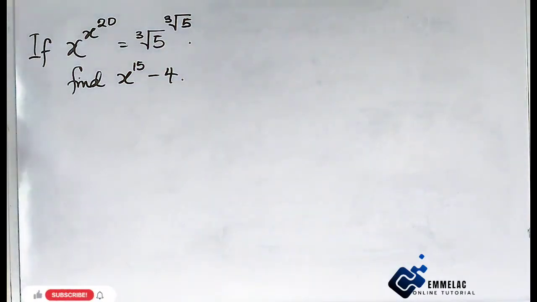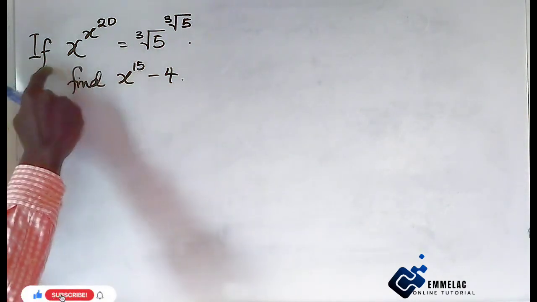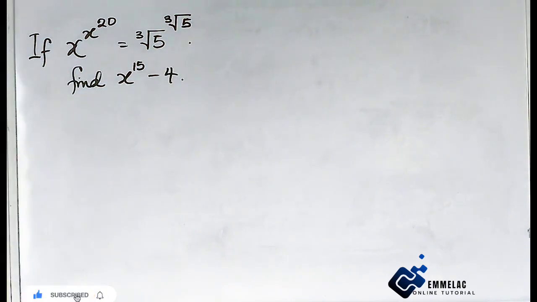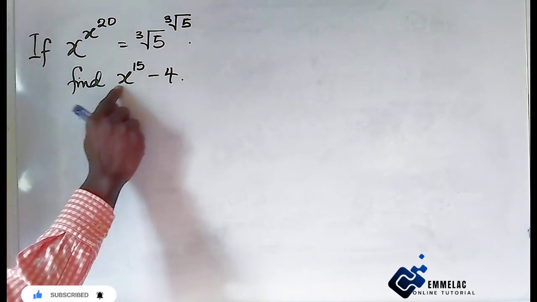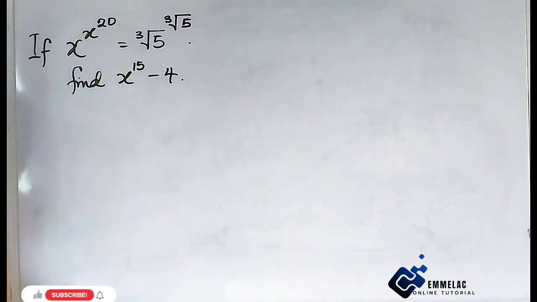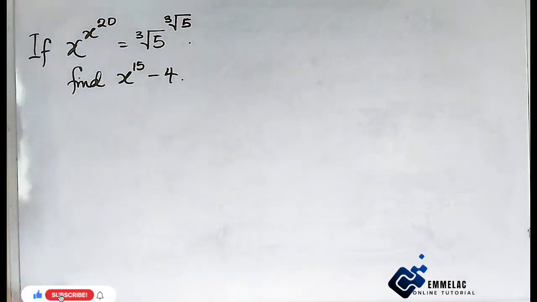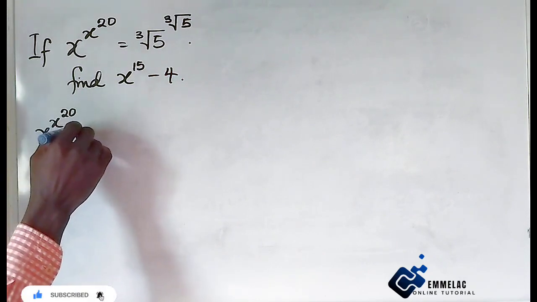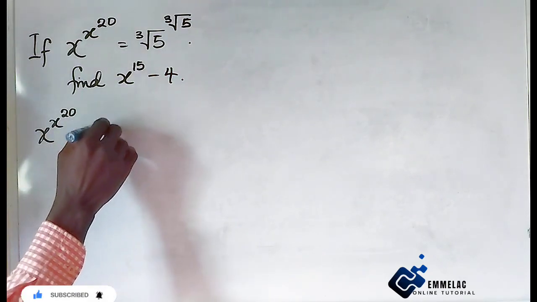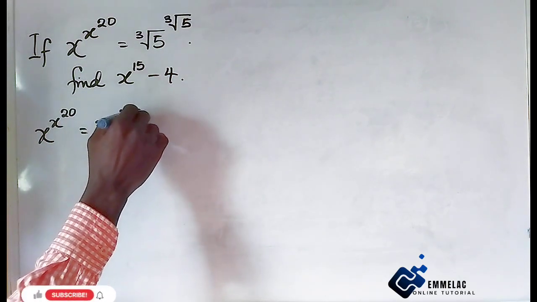Now let us find the value of x raised to the power of 15 minus 4 from the above exponential equation. Our goal here is to sort out how to get x raised to the power of 15. From the above equation, we have x raised to the power of x raised to the power of 20 equals the cube root of 5 raised to the power of the cube root of 5.